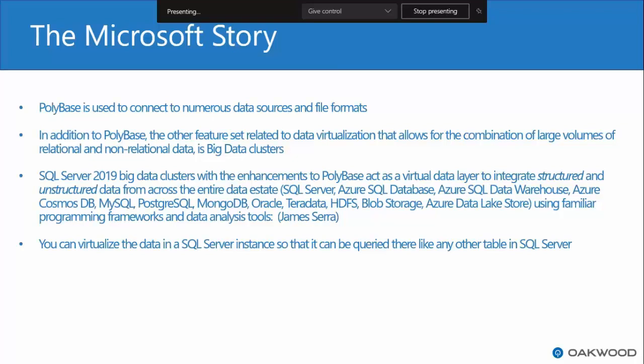Also, with the advent in SQL 2019, big data clusters and enhancements to PolyBase working together allow us to create a virtual data layer to integrate structured and unstructured data. So we're not limited to the structured data coming out of an operational data store or data warehouse. We can also pull data from unstructured or semi-structured sources, and now across your entire data estate. And now we can push or aggregate that data across all these other products: SQL Server, Azure SQL Database, Data Warehouse, Azure Cosmos DB, MySQL, etc. You can virtualize the data in a SQL Server instance so that it can be queried just like a table in SQL Server.